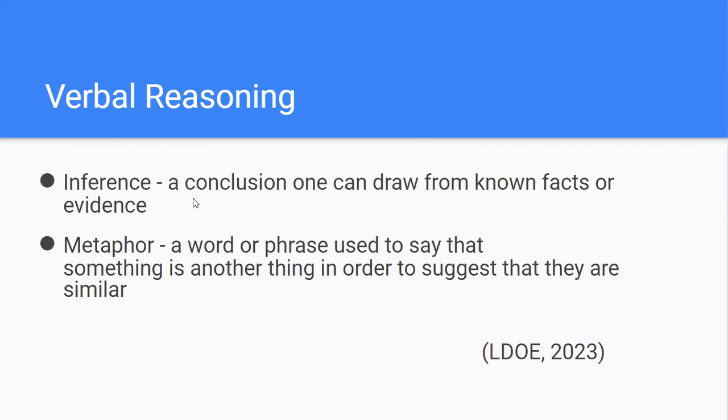So an inference is a conclusion one can draw from known facts or evidence. And when we're talking about metaphor here, we're talking about a word or phrase used to say that something is another thing in order to suggest that they are similar. So it's just kind of a fancy way of saying a comparison.